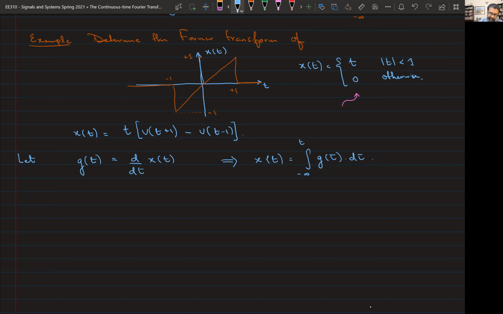So let us determine g of t. If you differentiate x of t, what do you get? So g of t is equal to the derivative of x of t, and this is t times u of t plus one minus u of t minus one. So what is the derivative for this? So I hear some deltas there, right? So there were some deltas here. And yes, product rule. Somebody said product rule as well.